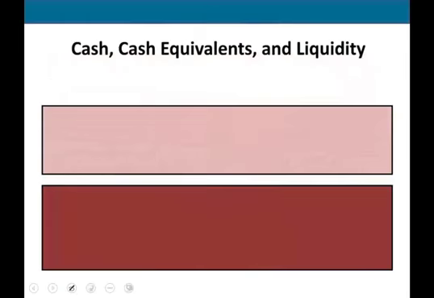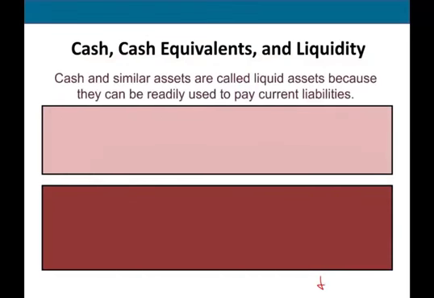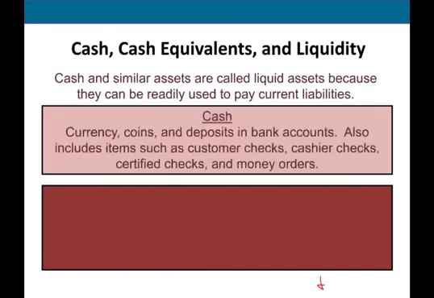First, let's talk about cash and cash equivalents. What does cash mean? Well, cash is easy. Cash is a liquid asset. It's very important to make sure we are in control of it. But what is considered cash? We should all be familiar with cash: currency, coins, deposits in the bank. Also customer checks, cashier's checks, certified checks, and money orders. All of these, we add them up and they go under the account cash.